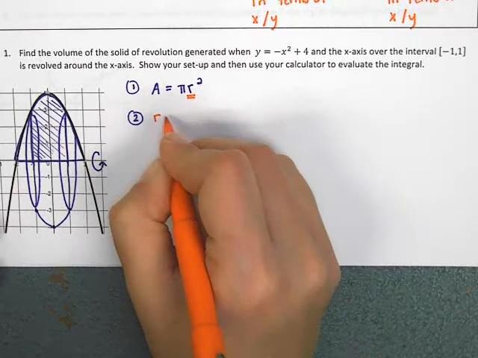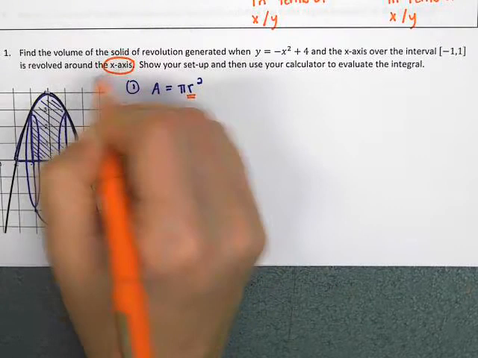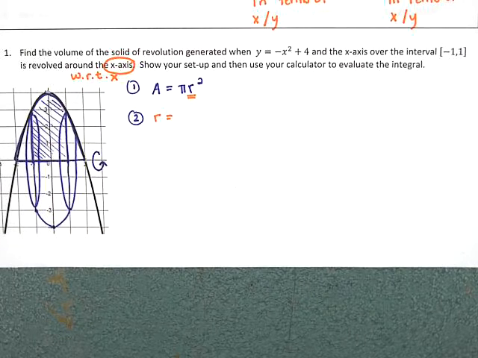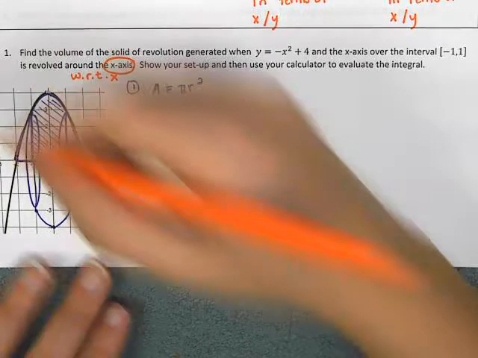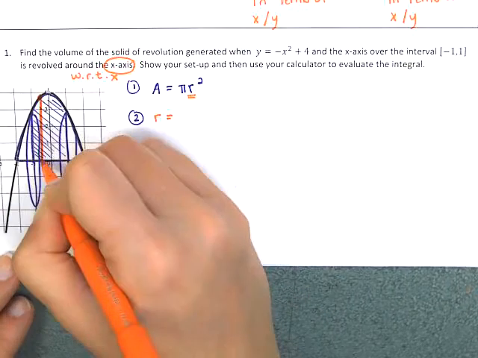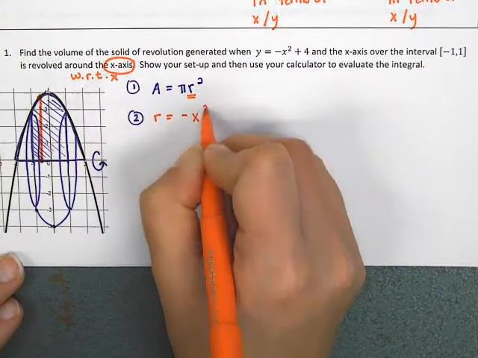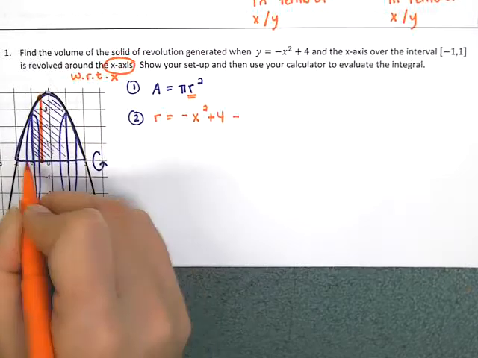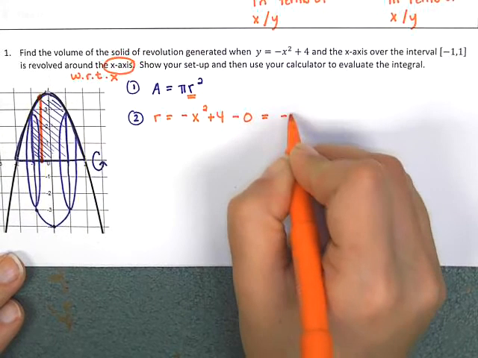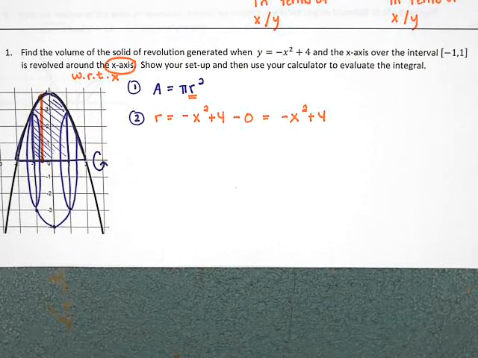So in this problem, because I'm spinning around the x-axis, I'm going to set this up in terms of x. Just like when I'm perpendicular to the x-axis, I set this up in terms of x. To get the radius of one of these circles, I'm going to do the top minus the bottom edge. Now the top edge is this function, negative x squared plus 4, minus the bottom edge of the radius, which is the line where y is 0. So if I simplify that, I would do negative x squared plus 4, and I wouldn't worry about the 0 because when I subtract 0, it doesn't change anything.